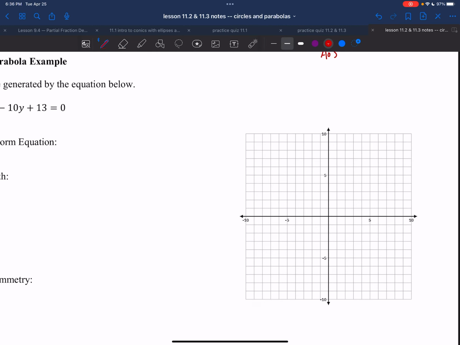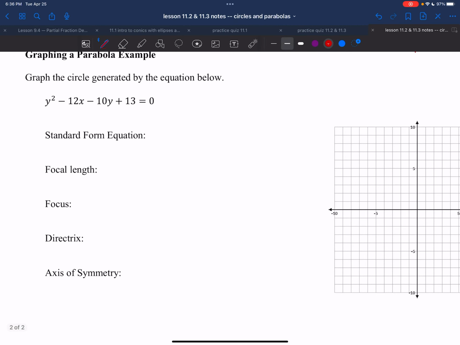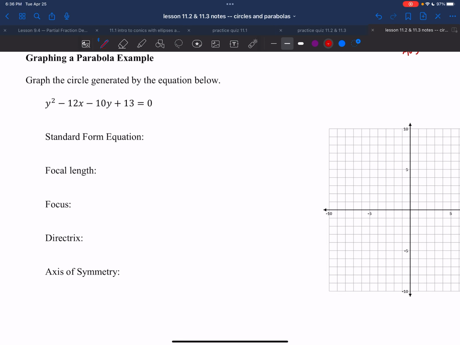All right, so here we go. Let's graph a parabola. All I got on this video was one example, so that's all we've got to do. So let's graph the circle. Oh, graph the circle. You mean the parabola. That's what you meant, right, Mr. Spake? I said, yeah. Okay, so let's graph this parabola.